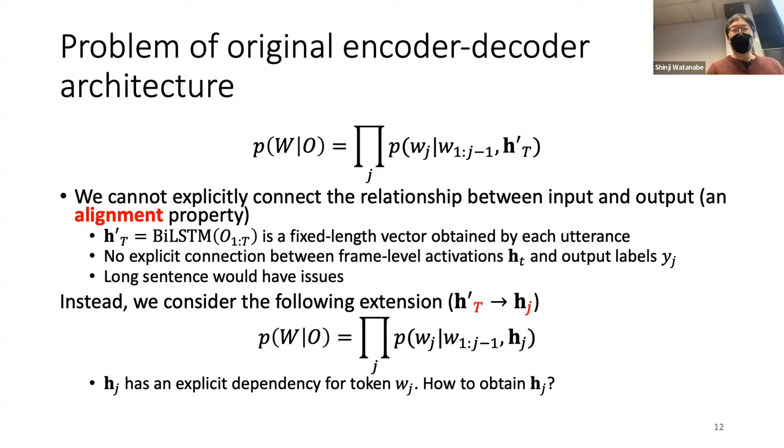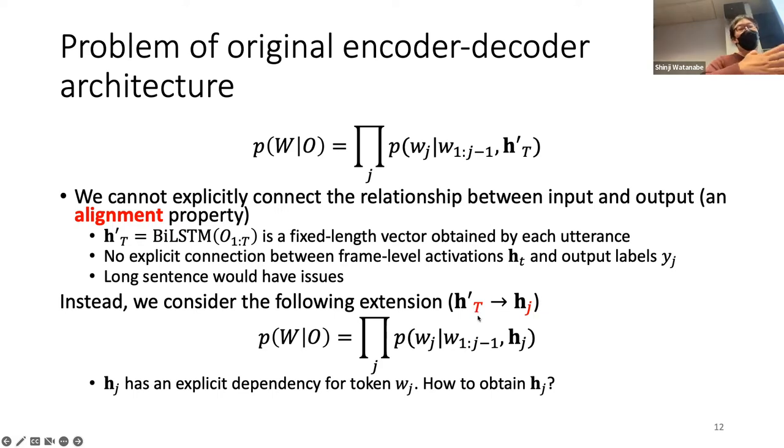However, this condition depends on the same index as the output. In our case, it's the token. And then we can factorize this problem in the same way, and we could have a finer resolution than just a fixed-length vector. So from here to here, please note that the index was changed.